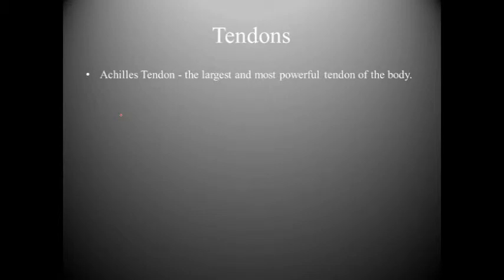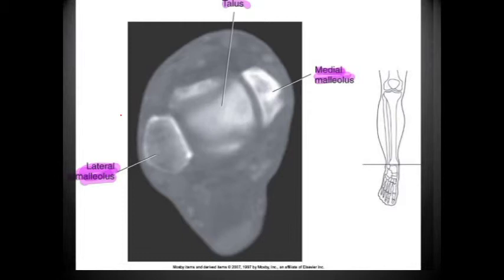So the only tendon we're going to be talking about here is the Achilles tendon, which is the largest and most powerful tendon in the body. You injure your Achilles tendon, and it's very painful, and it really affects the range of motion that you have.